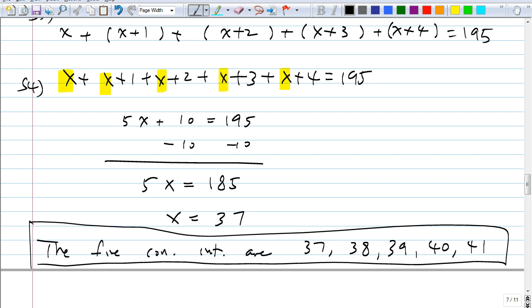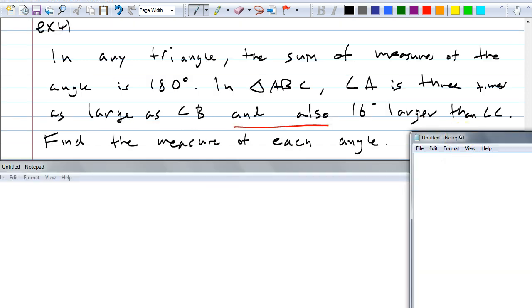This last one is interesting, okay? Here is the last one. In any triangle, did you guys know that the sum of all the angles of a triangle is always... 180. Very good, you guys knew that, okay? They even told you that already. Okay, in triangle ABC then, A is 3 times as large as B, and also 16 degrees larger than angle C. Okay? And of course the question is, find the measure of each angle.